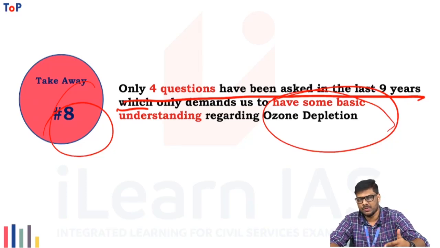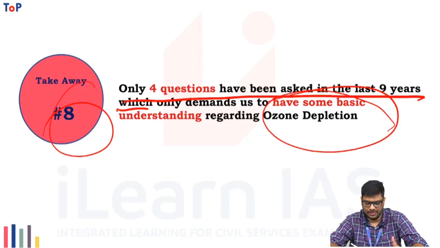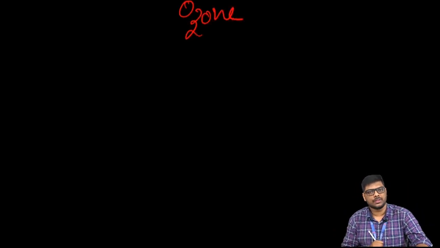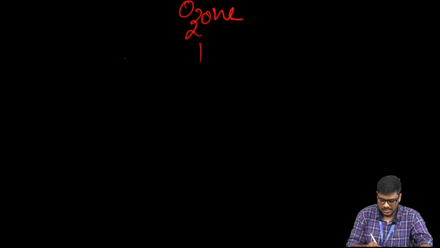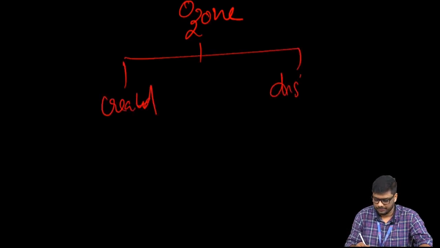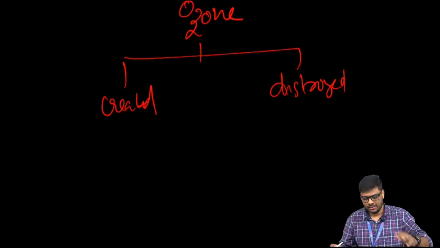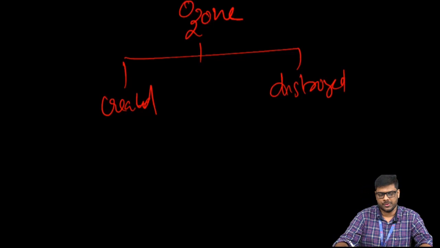And for studying the most basic things, I'll give you a framework. Use that framework to prepare your notes. What are the fundamental questions when it comes to ozone? What is ozone? That is the first question. Then how it is created and how it is destroyed. This will be the second question. More than creation, we will be interested in destruction, because that causes ozone depletion.